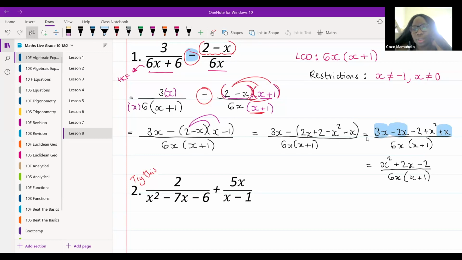FOIL over here. So once I FOIL those two, I'm going to end up with 2x plus 2 minus x squared minus x. But even after I've done that, there's still a negative over here. And that negative belonged to this top part. So I still have to multiply the negative in. Okay, and that's where this negative comes in. That's why 2x changed to negative 2x and 2 changed to negative 2 and negative x squared changed to positive x squared and negative x changed to positive x.